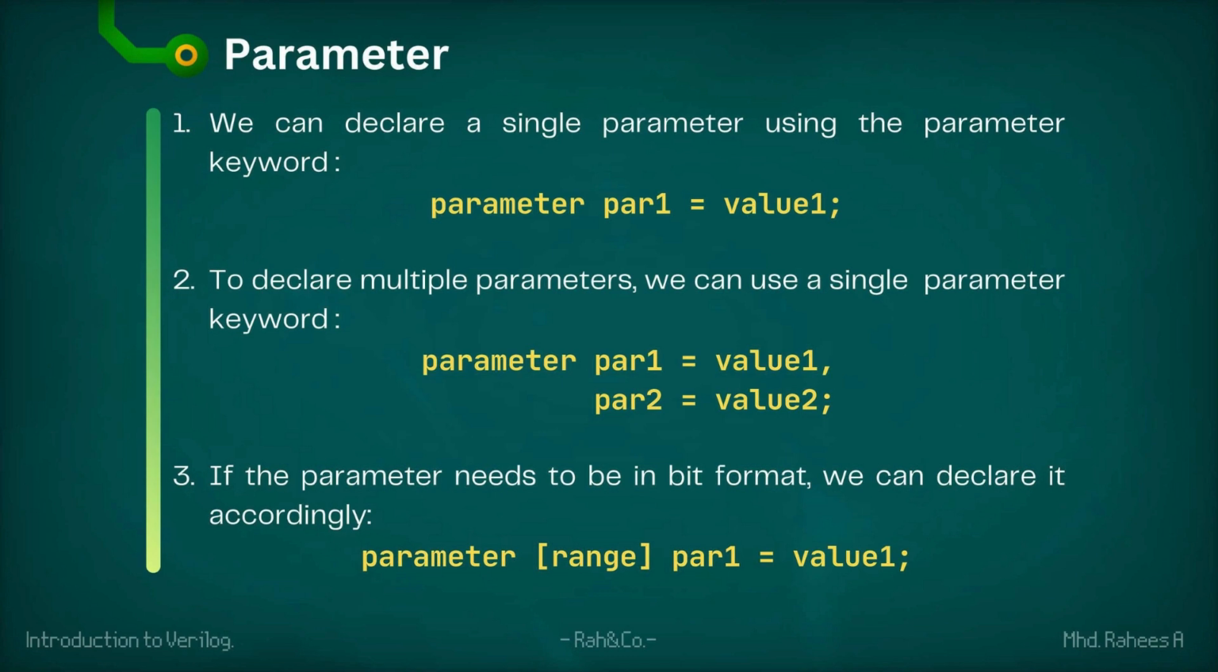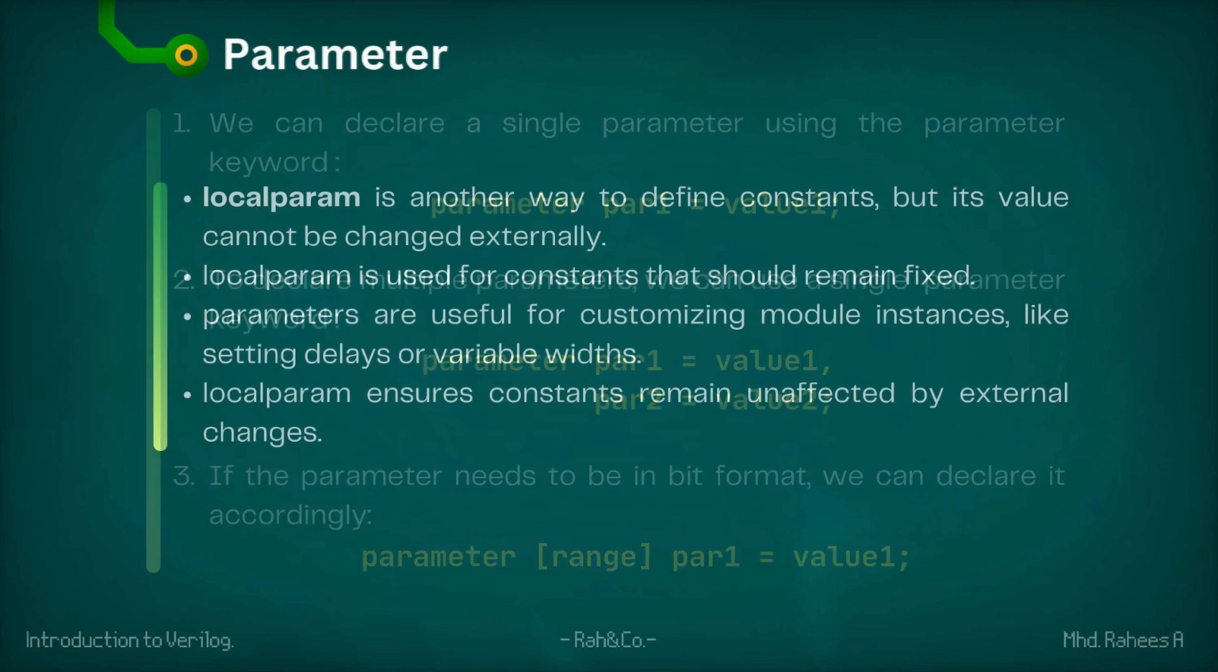If the parameter needs to be in bit format, we can declare it accordingly. Parameter range pair1 = value1. For example, if the parameter is a 3-bit value, then pair1 is a parameter with a 3-bit value ranging from 3'b000 to 3'b111 and its type is a parameter with a value of value1.